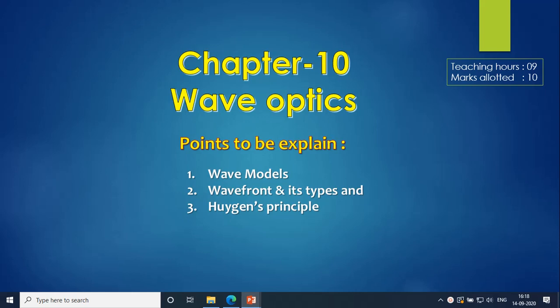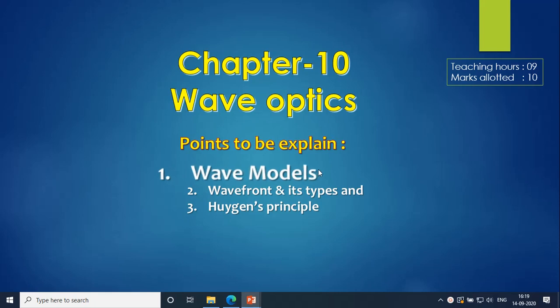Hello students, I am starting a new topic, chapter 10, wave optics. Teaching hours for this topic is 9, and marks allotted is 9 to 10. Under this topic, in part 1 I am explaining wave models, and in the next video I am explaining wavefront and its types and also Huygens principle.